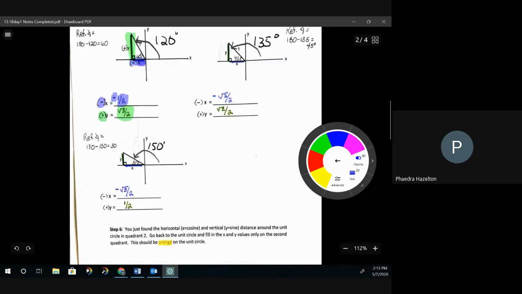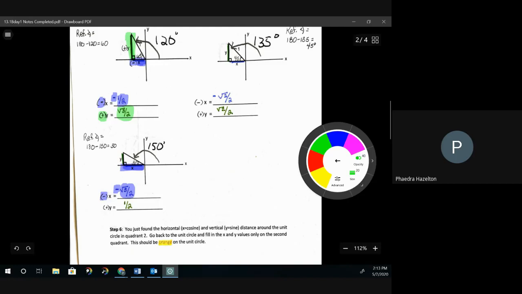And then again, same thing. We found our reference angle. So it's 30 degrees, 180 minus 150 gives you 30 degrees. This is going to be my adjacent, and that's going to be my long leg, square root of 3 over 2. And it's going to be negative because I moved to the left.